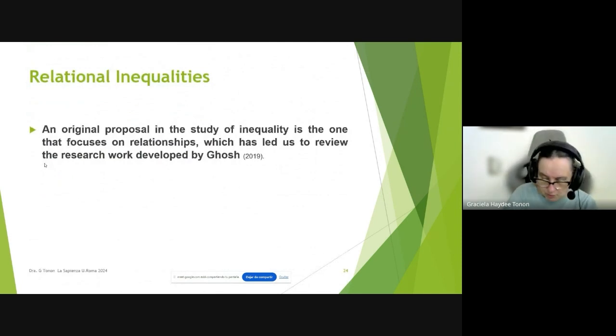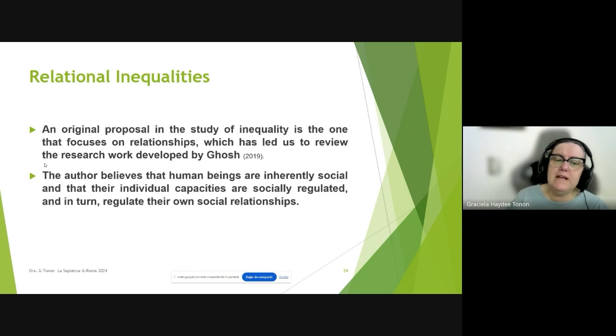Well, let's go on with the final classification: relational inequalities. This is an original proposal in the study of inequality. It's very new. It focuses on relationships, which has led us to review the research work developed first by Ghosh. This is the author. The author believes that human beings are inherently social and that their individual capacities are socially regulated and in turn regulate their own social relationships.